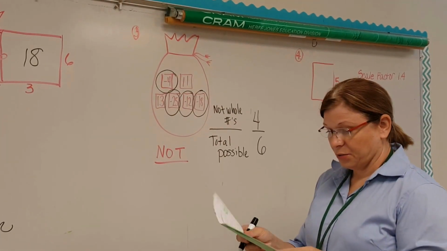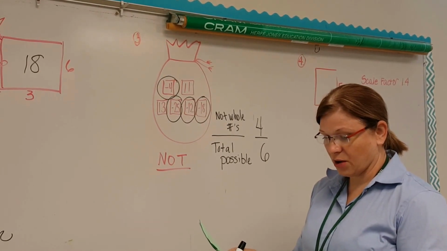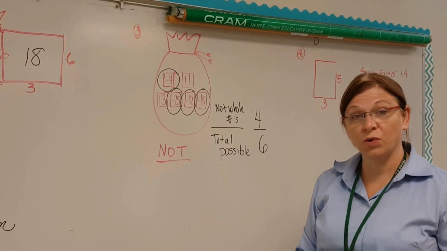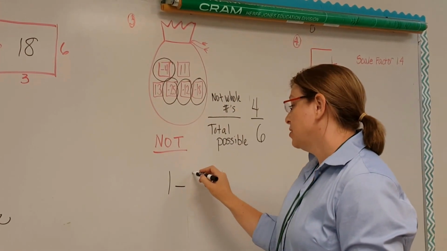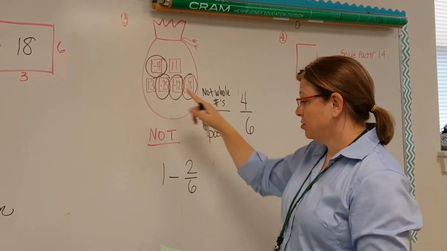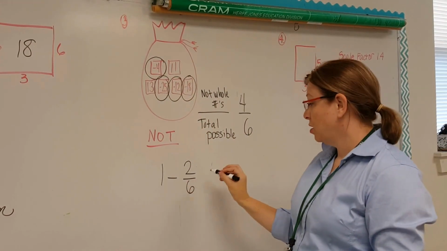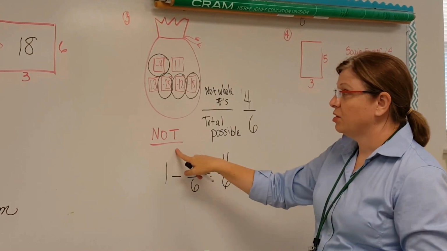Okay? So on the paper it says, finish the following expression which describes this, 1 minus something. So if we subtract 2/6, the two that were whole numbers, from one whole, we get 4/6, the number that were not whole numbers.